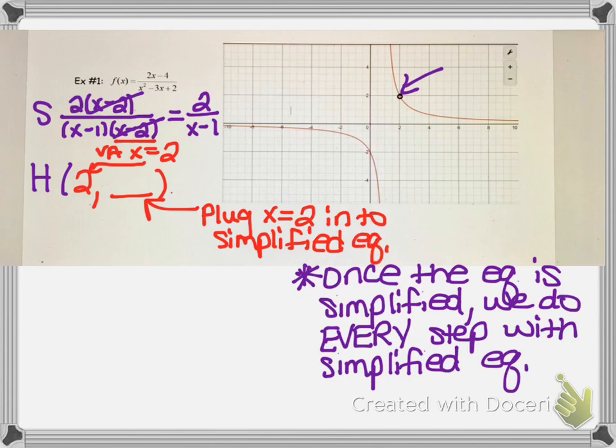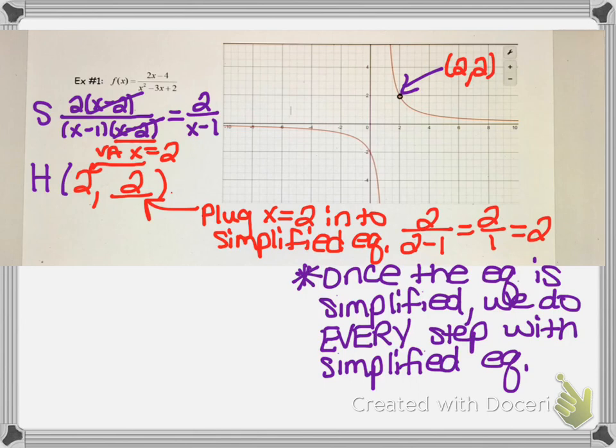Remember that once we've simplified our equation, everything else gets done with the simplified equation. So if I took 2 and I plugged it in for x into the simplified equation, I would just have 2 over 1, which is 2. And so that's why the y-coordinate for that hole is also 2. And so my hole is at the point (2, 2).